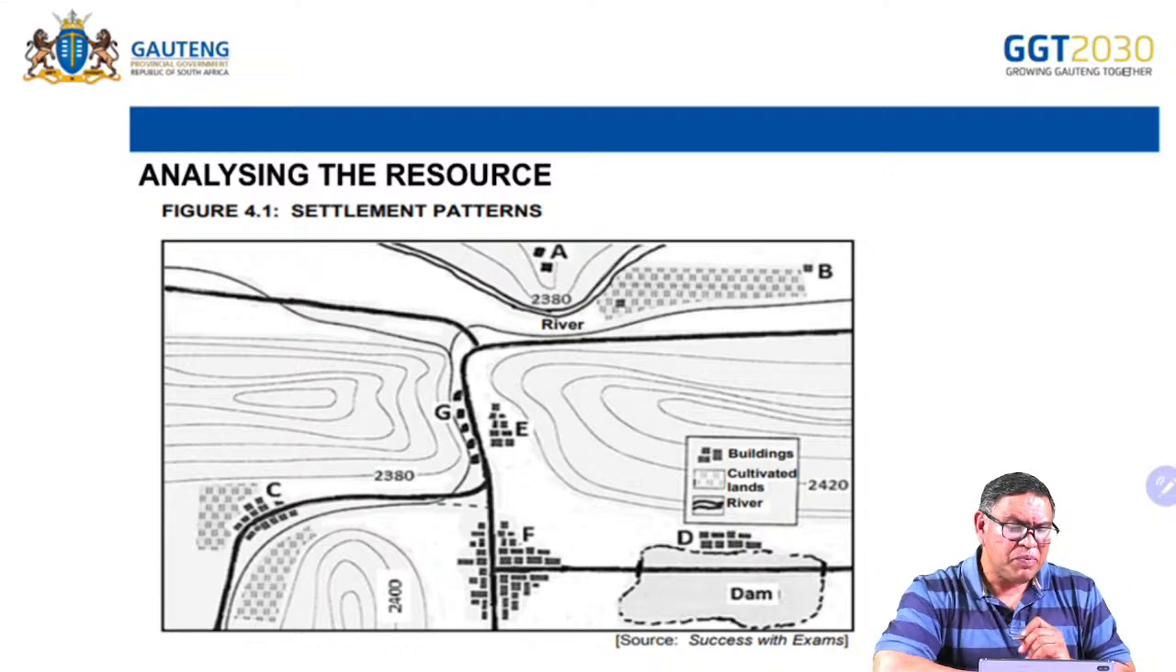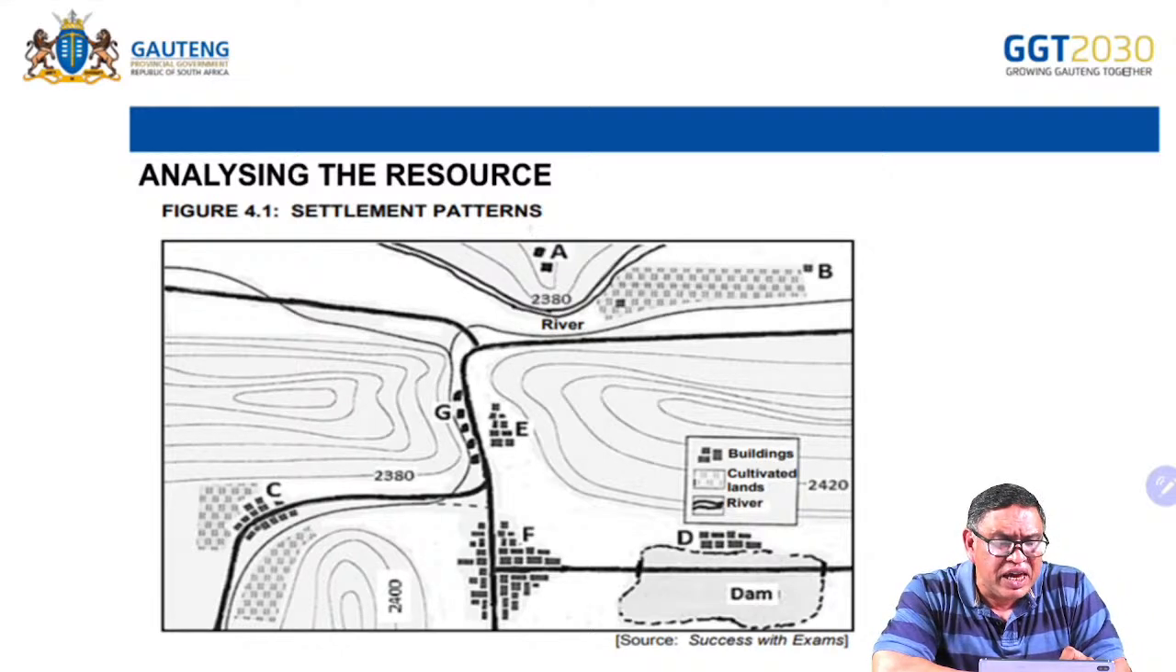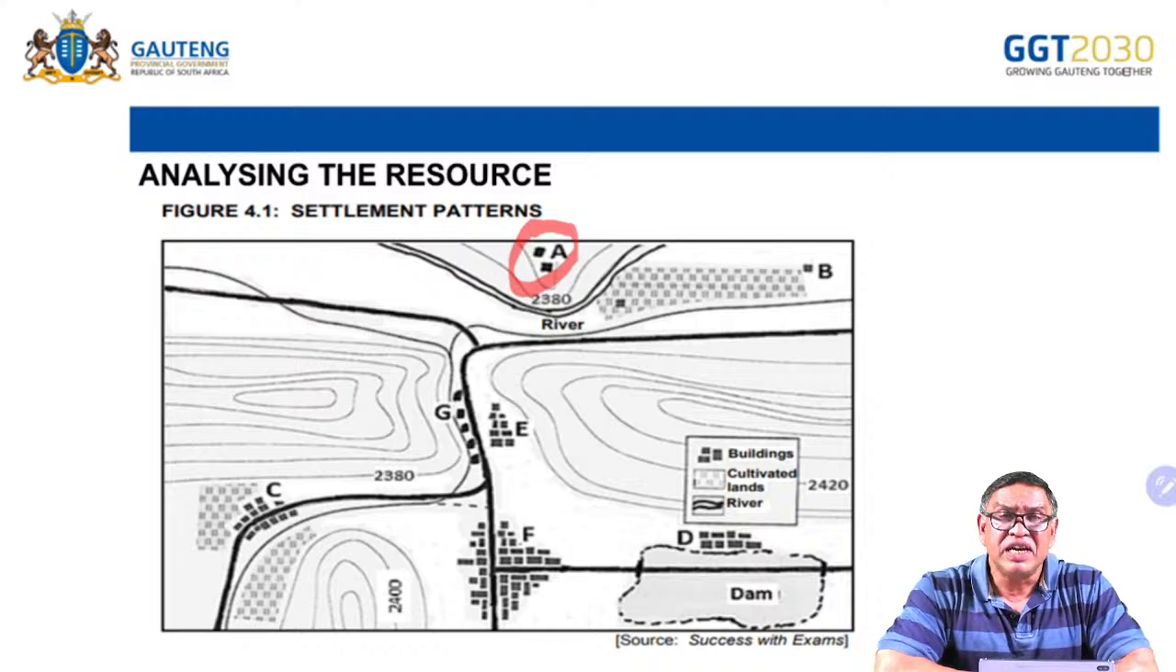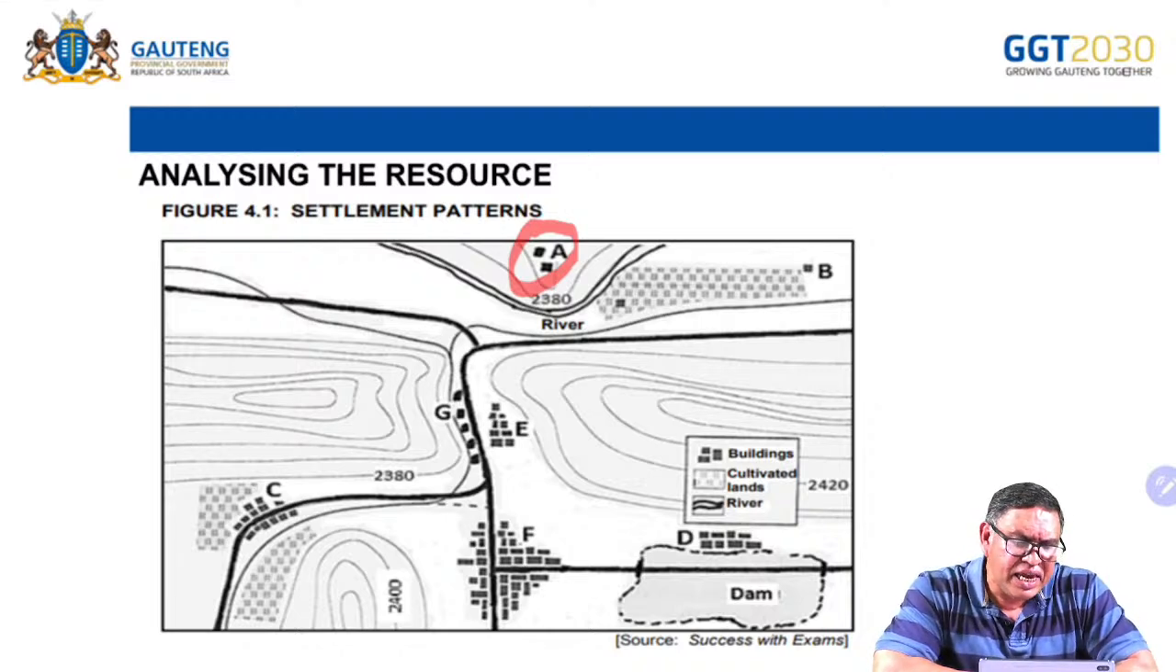So I need to interpret, why did the examiner put A here? Most probably is going to assess me on this. Let me look at A. Oh, there's contour lines and it's higher up. So wet point settlement. All right.